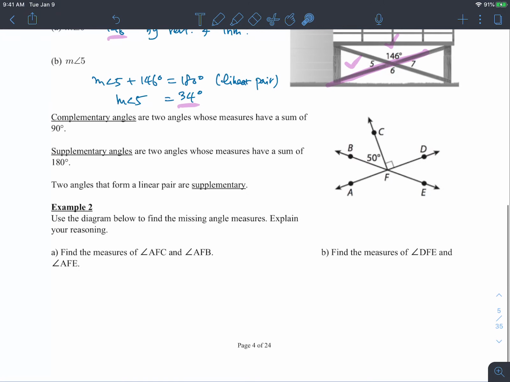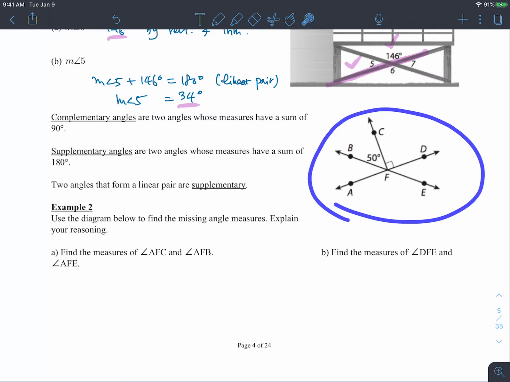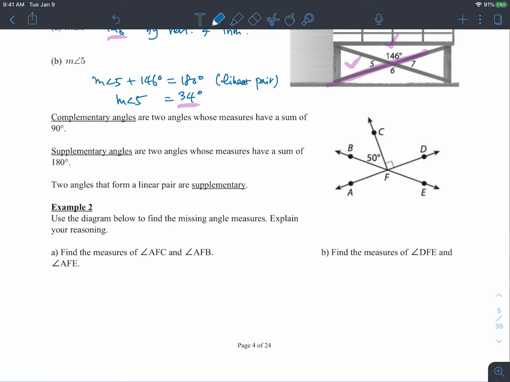Let's look at example number 2, using this graph right here, guys. Use the diagram to the right to find the missing angle and explain your reasoning. Find the measure of AFC. AFC. The reason? That's right. If you said the measure of AFC is 90 by linear pair, you will be correct, because this is a straight line and that right there is 90 degrees. So the remaining must be 90. Hence, linear pair.